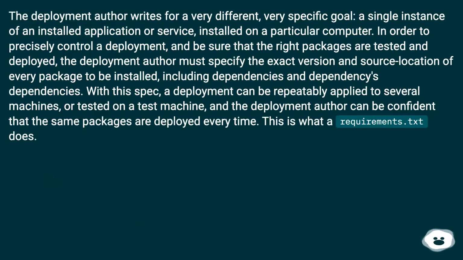The deployment author writes for a very different, very specific goal: a single instance of an installed application or service, installed on a particular computer. In order to precisely control a deployment, and be sure that the right packages are tested and deployed, the deployment author must specify the exact version and source location of every package to be installed, including dependencies of dependencies. With this spec, a deployment can be repeatedly applied to several machines, or tested on a test machine, and the deployment author can be confident that the same packages are deployed every time. This is what a requirements.txt does.